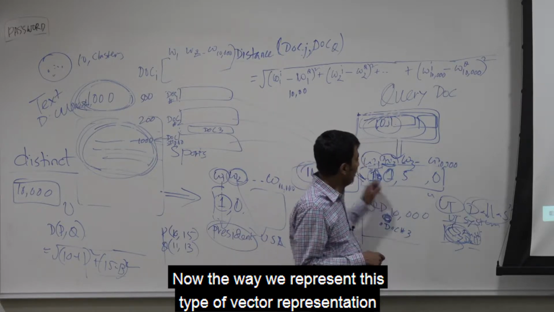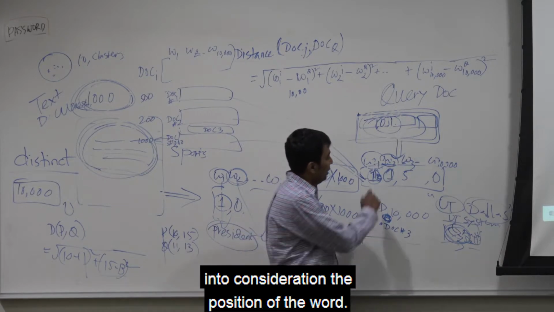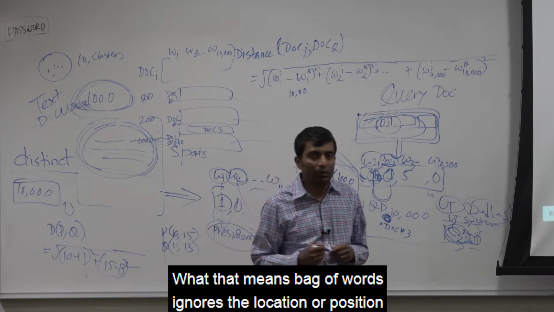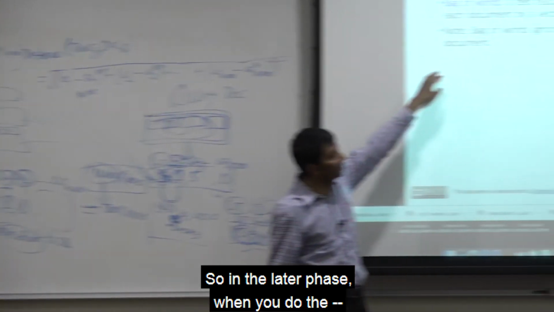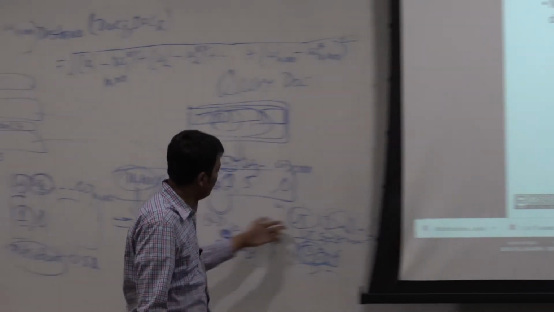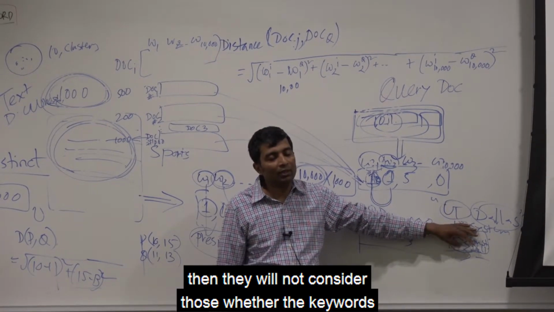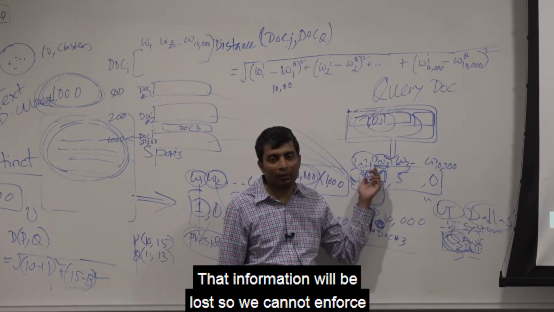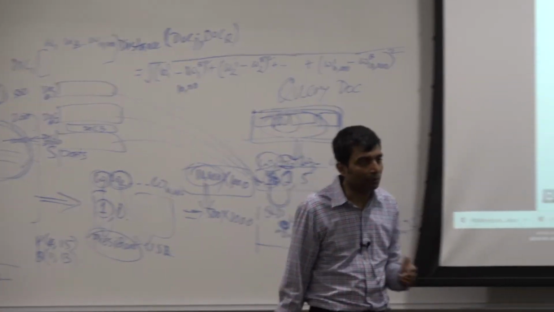Now, the vector representation we use does not take into consideration the position of the word. That means bag of words ignores the location or position of the words in the document. So in the later phase, when we want to look for certain phrases, it will not consider whether the keywords appear together or not. That information will be lost. So we cannot enforce that type of constraint here.